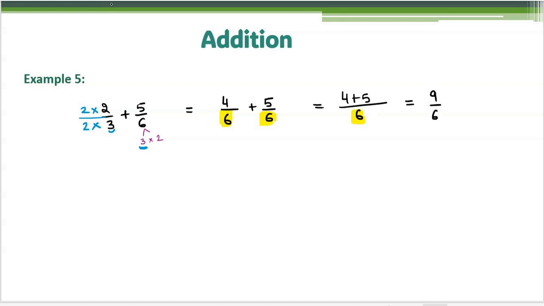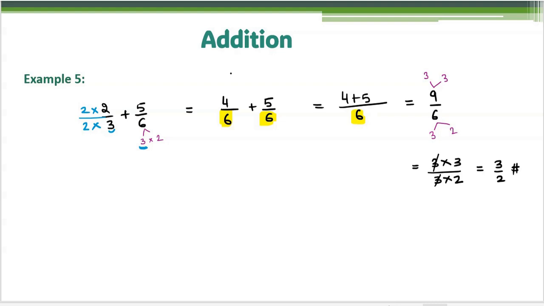Now in this case, it is possible to simplify this further to its lowest form. How? Because we know that 9 we can write as product of 3 and 3, and 6 we can write as product of 3 and 2. So we can write it as 3 times 3 over 3 times 2, so that we can cancel one of the 3 from numerator and denominator, resulting to 3 over 2. So this is the final answer for this question.